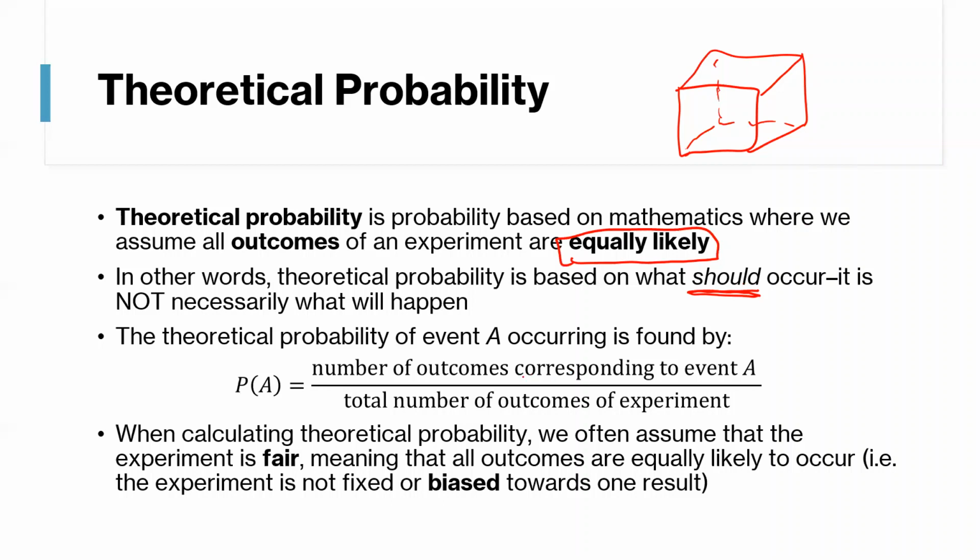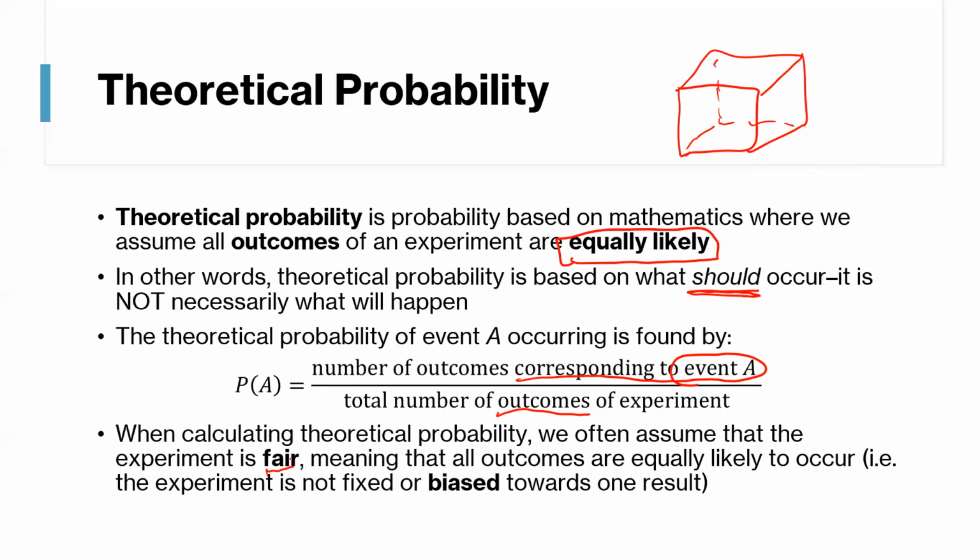You take the number of outcomes that match up with event A, so however many outcomes match up with event A, and you divide it by the total number of outcomes. And when we talk about outcomes, it's all the possible results of the experiment. And again, when we are calculating theoretical probability, we assume that the experiment is fair, which means all of the outcomes are equally likely to occur.